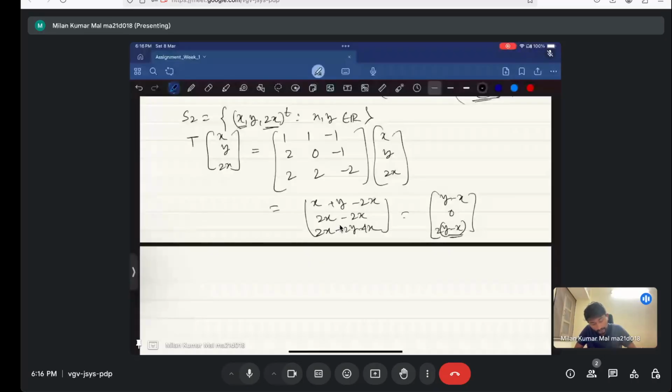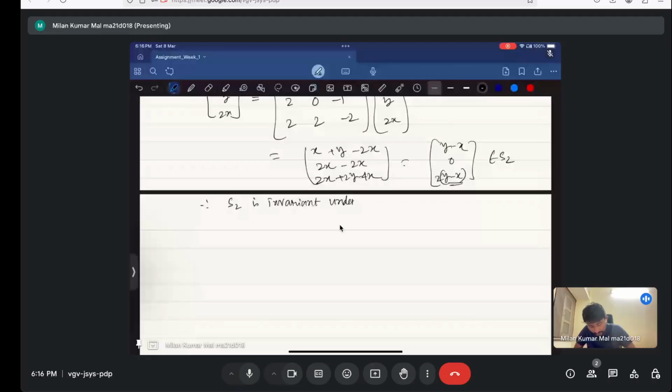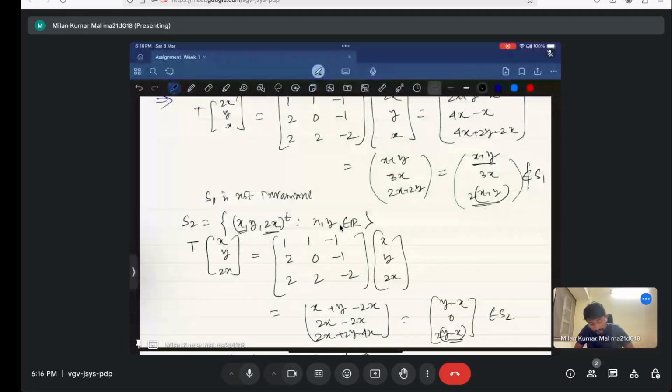under T. But here S1 is not invariant under T. So okay, now we'll take the third one. What the third one says is that S3 equals, so therefore this option is correct. S1 is T invariant but not S2. I think I have written S2 is T invariant but not S1. S2 is T invariant but not S1. This option is correct. Okay, so we'll prove that S3 and S4 are also not T invariant.